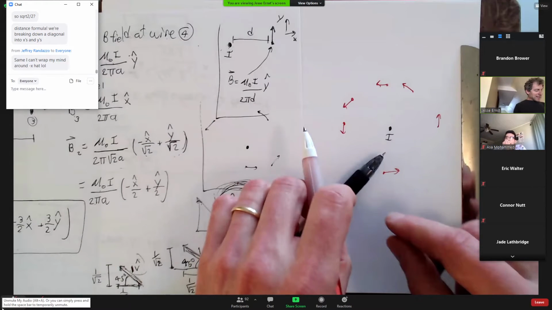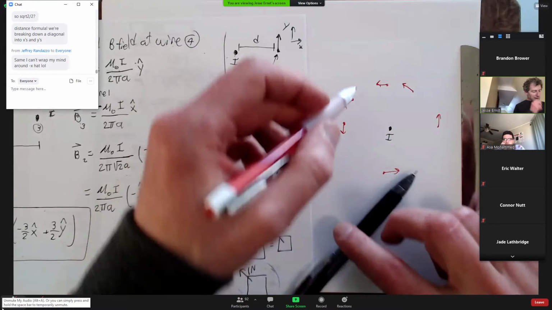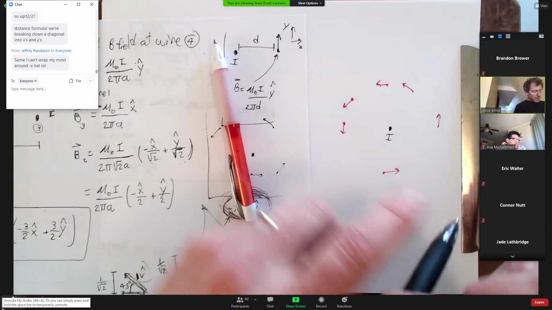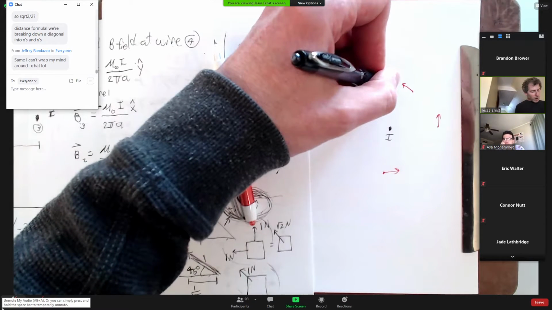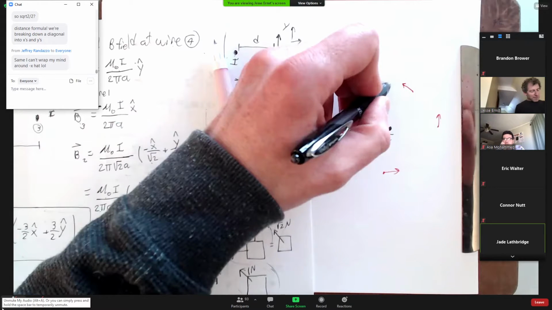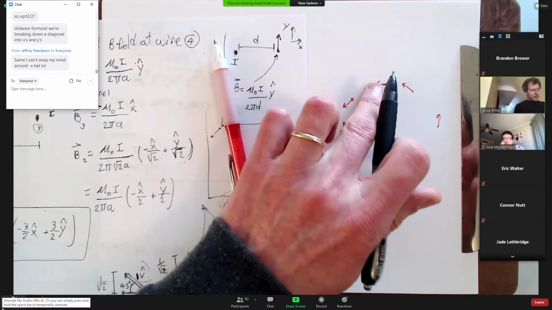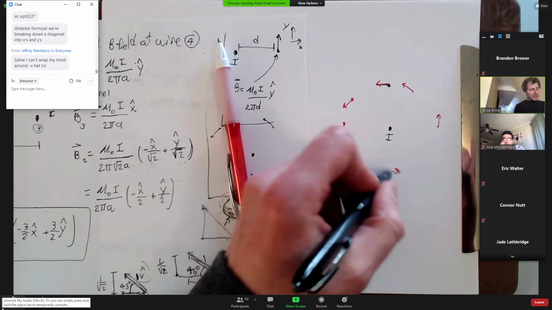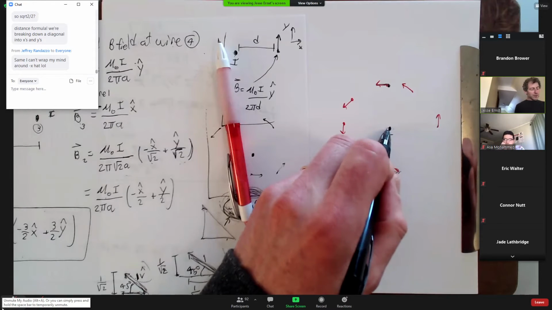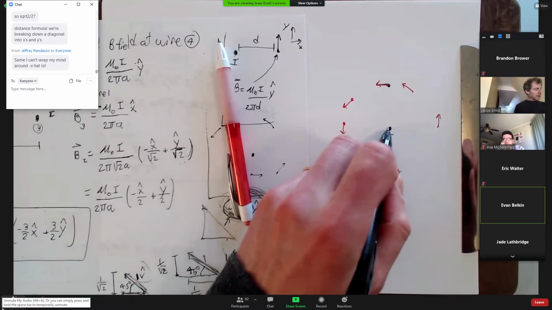So now, basically, that is the same thing. If I put a wire here, this wire sees a B field that points to the left. If I put a wire down here, this wire sees a B field that points to the right because of the existence of this one. Is that okay? Yes. Or no? Okay. Can you say that one more time?